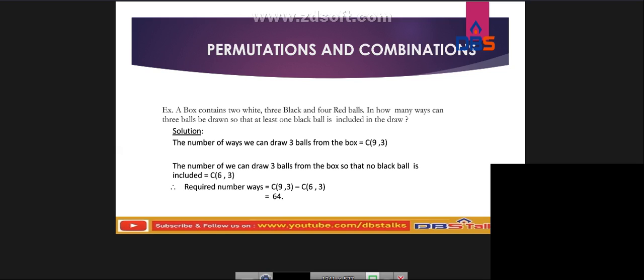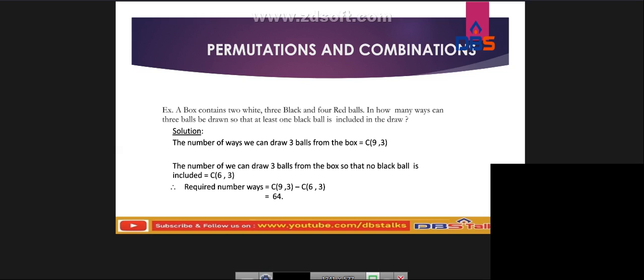The number of ways including black, that is C of 9 comma 3, without including black, that is C of 6 comma 3. When including minus without including, the answer will be formed.